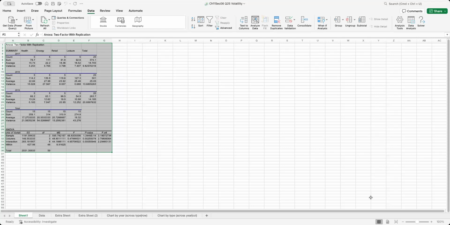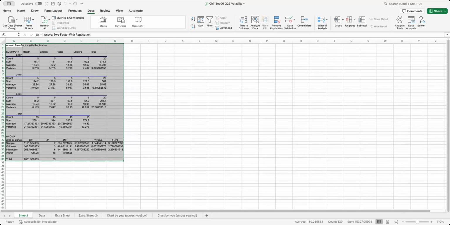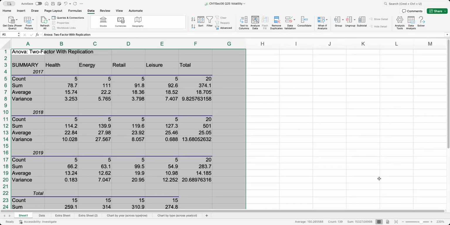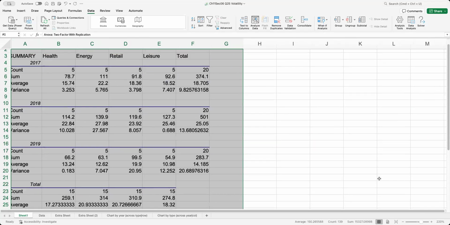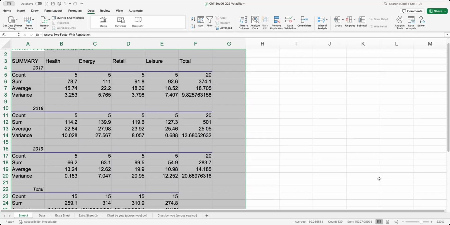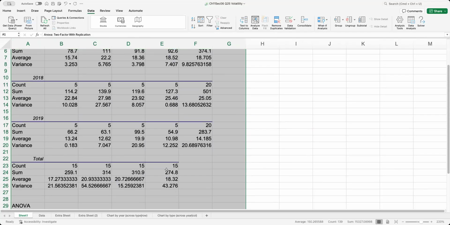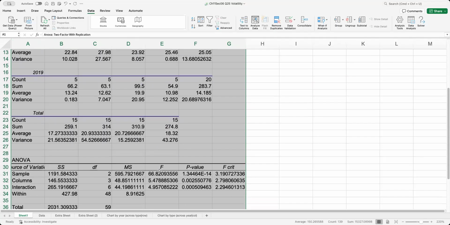A lot of math just happened behind the scenes. And here at the top, I have 4 summary sets of data. I have it across each year, and I have it by each column. I also have a total per column here. And then down here, I have an ANOVA.